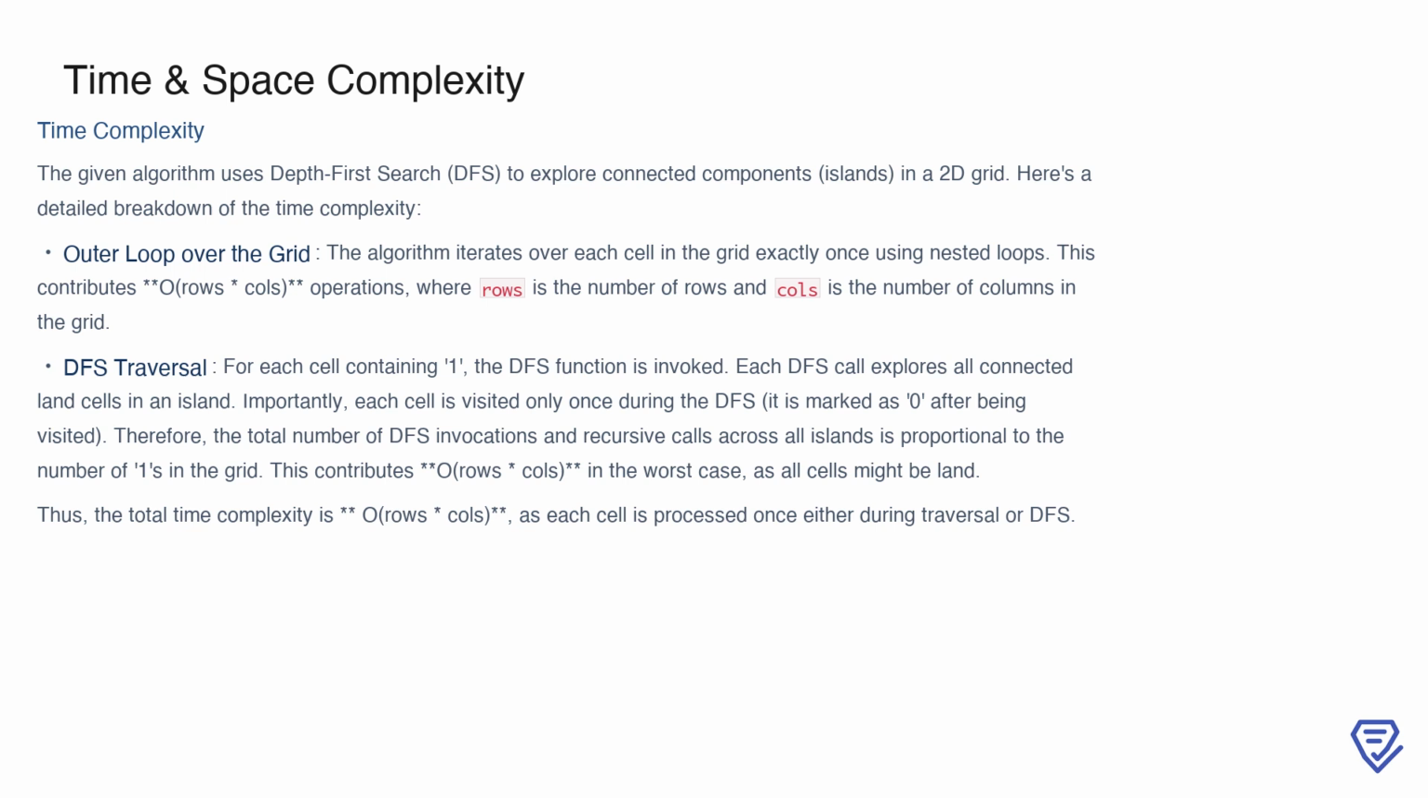During this DFS, every land cell in the island is visited exactly once and marked as 0 to avoid revisiting it. This ensures that no cell is processed more than once. As a result, even with all the DFS calls combined, the total work done by the algorithm remains proportional to the number of cells in the grid. Therefore, the overall time complexity is O(rows * cols), as each cell is visited once either during the initial traversal or as part of a DFS call.